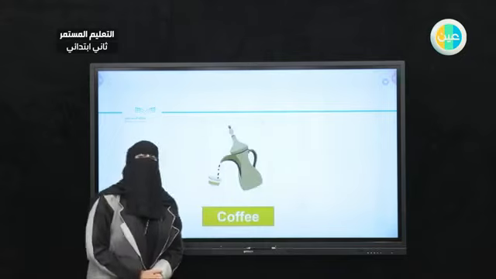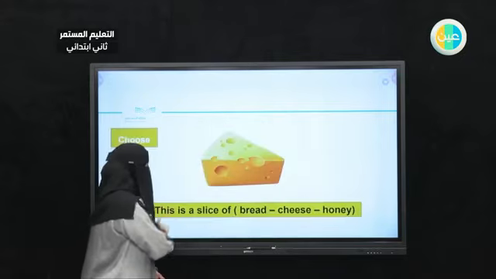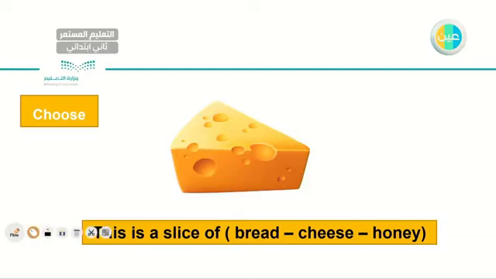And the last one here I have is coffee. Now, I need you to help me with this exercise. Choose. This is a slice of what? What do you think? Bread, cheese, or honey? So you have your books, and we just introduce it. This is a slice of cheese. Very good. Excellent. Let's go to the next one.